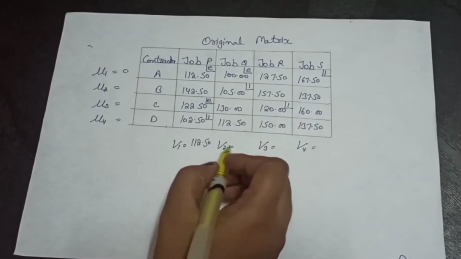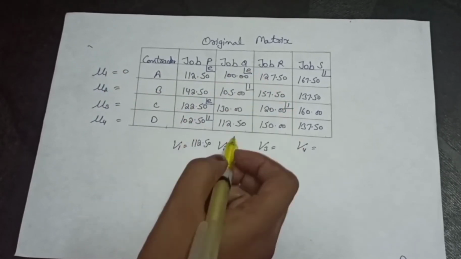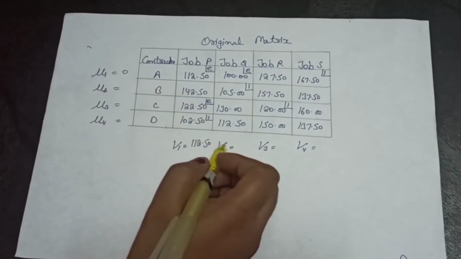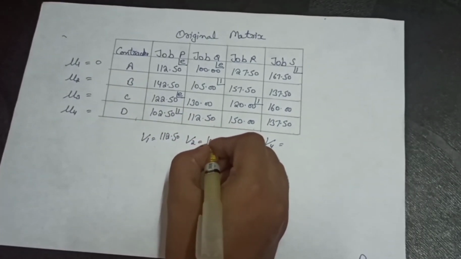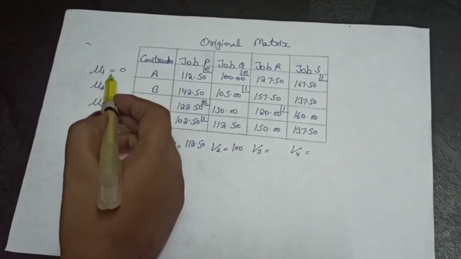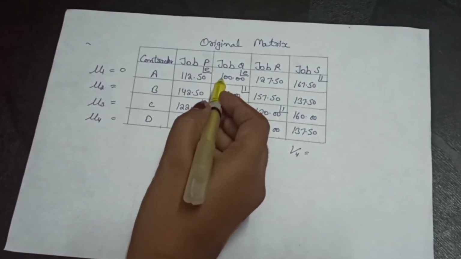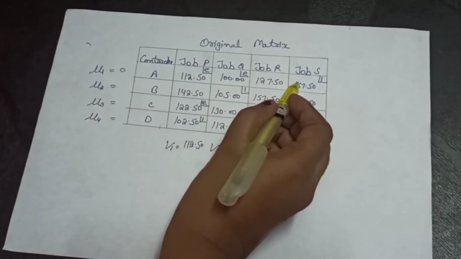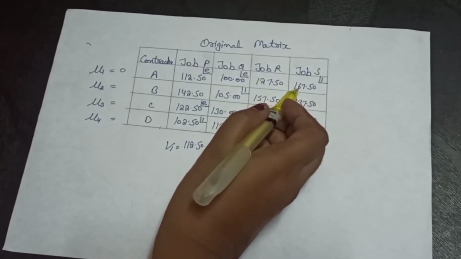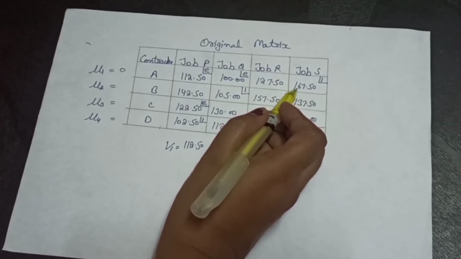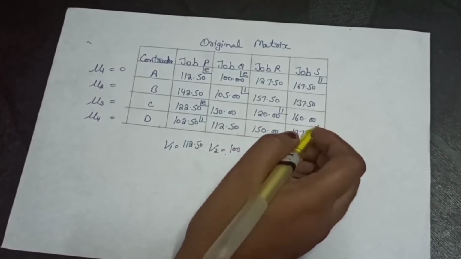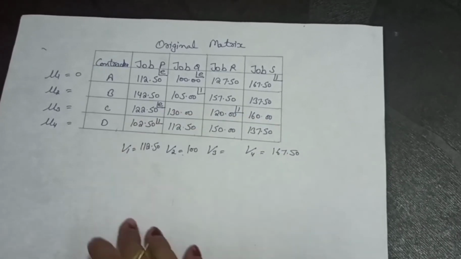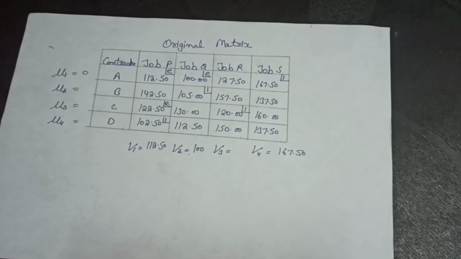Now we will calculate v2. u1 plus v2 is equal to 100. So we have 0 and here we will write 100. So we can say u1 plus v2 is equal to 100. Now we will calculate v4. u1 plus v4 is equal to 167.50. We have u1 is equal to 0. So we can say v4 is equal to 167.50.